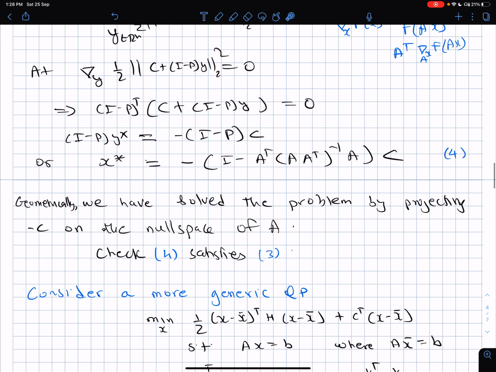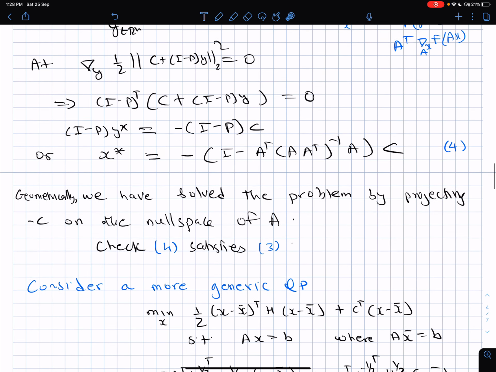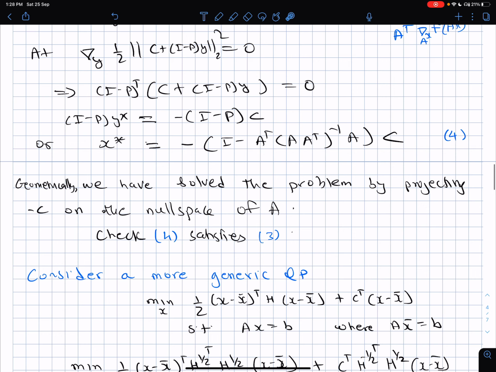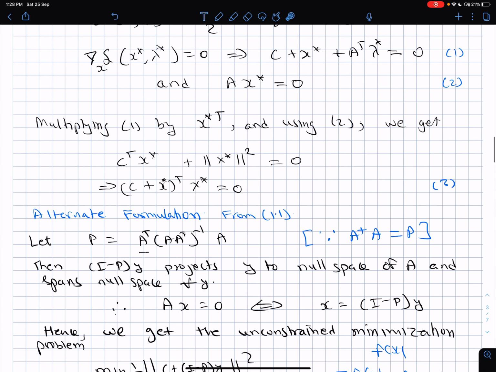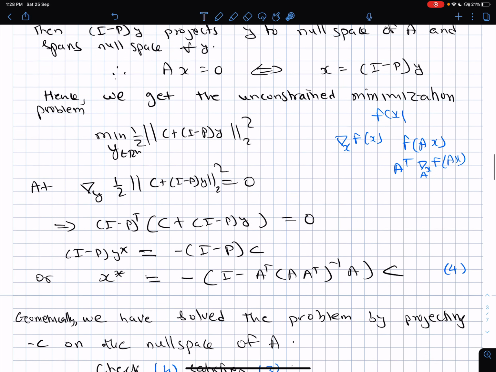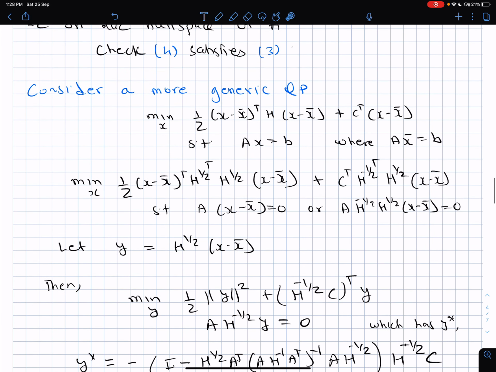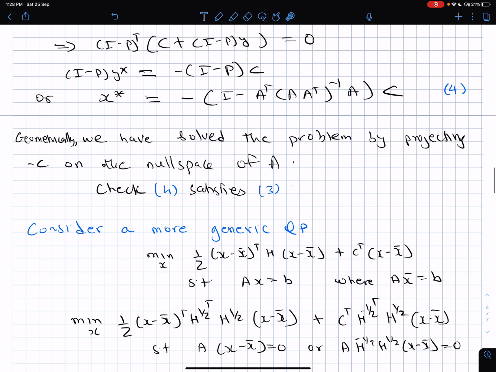So what we have done is we have solved the problem by projecting minus c onto the null space of A, and you can easily check that this one satisfies condition 3. Just substitute it here and you can check that it satisfies this particular condition. Good. Now we have reached some position.